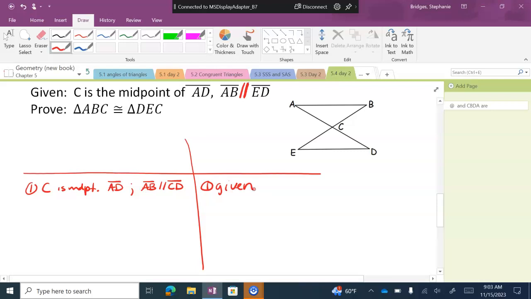Everybody ready? Not yet? Okay. While we're waiting on people to catch up, what I want you to do is look at that first bit of given information. It says C is the midpoint of what? AD? So look at your little cheat sheet. If you're given a midpoint, what should you be able to tell me? Look up on the board. If you're given a midpoint, you should be able to say congruent segments. So what I need you to do is tell me which two segments are congruent if C is the midpoint of AD.